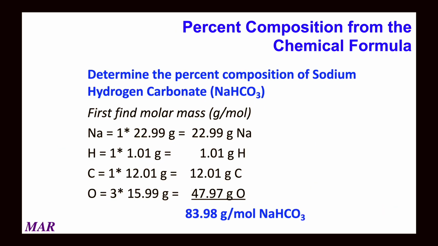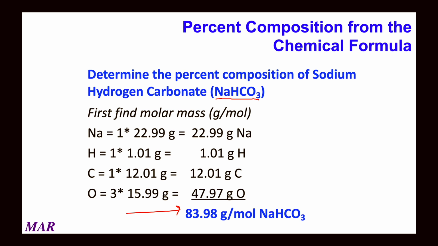Let's find the percent composition, or percent by mass, for sodium hydrogen carbonate. And what this means is we want to find the percent of all the elements. Now, sodium hydrogen carbonate is NaHCO3. So there are 4 elements: Na, H, C, O. And the first thing we've got to do is find the molar mass. So I did that part here for you. I added up the sodium, the hydrogen, the carbon, and the oxygen. And when you add those together, 83.98 is the molar mass.